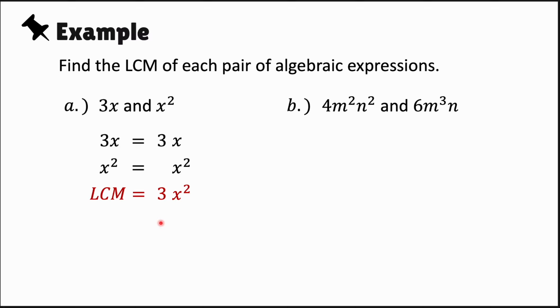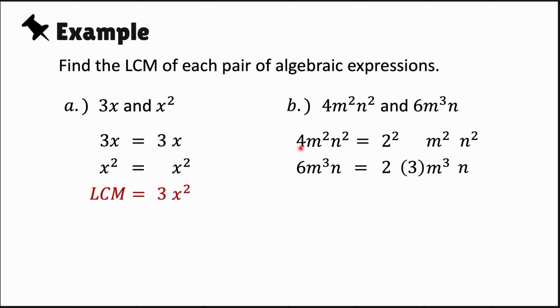Another, if I have 4m squared n squared and 6m cubed n, to find the LCM, let's try to write this one into prime factors, in index notation. So that's just 2 squared, m squared, n squared. For 6m cubed n, 6 can be written as 2 times 3, m cubed n.